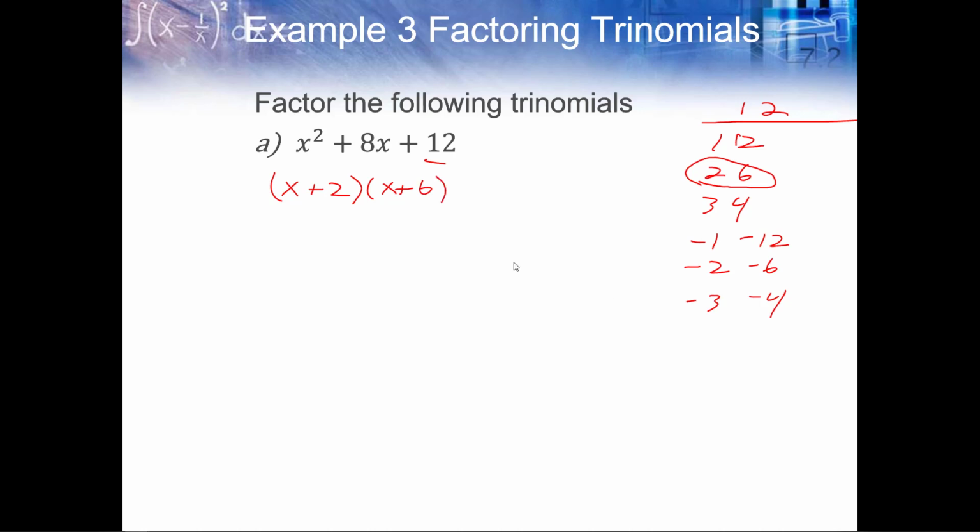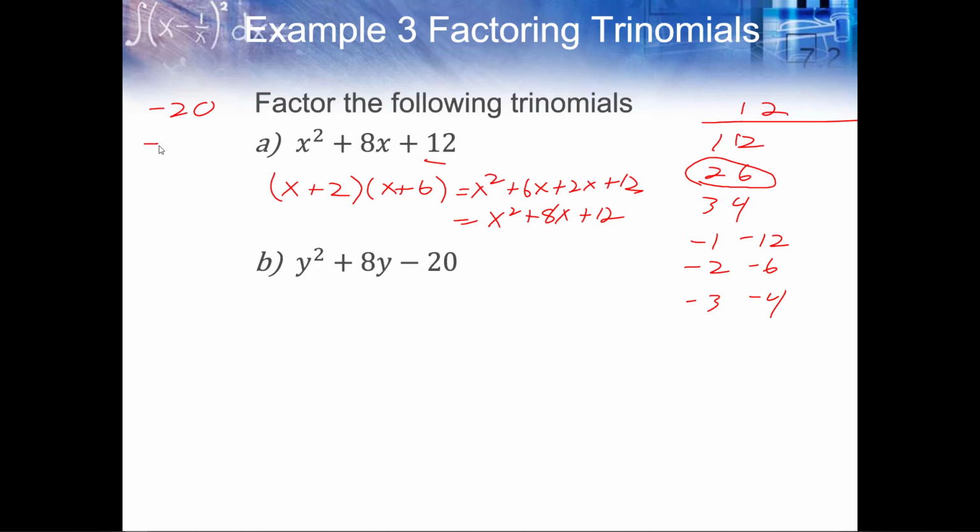And to verify that works out, we can FOIL that, and we would get x squared plus 6x plus 2x plus 12, and that will give us x squared plus 8x plus 12. So it's pretty easy to check. For this one, we need to find factors of negative 20 that sum to positive 8. Now the factors of negative 20 would be negative 1 and 20, negative 2 and 10. 3 doesn't divide 20. 4 does, negative 4 and 5, and we're done. So now we can do the opposites.